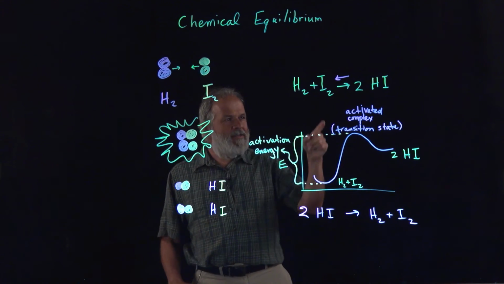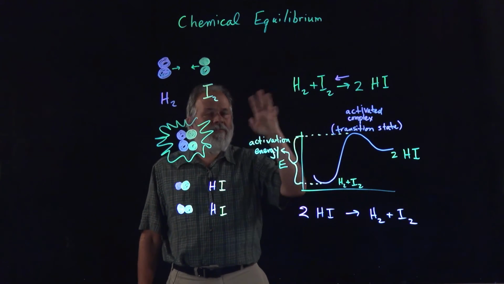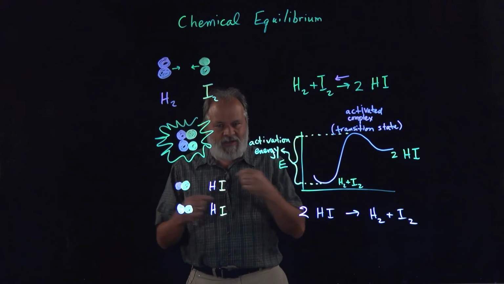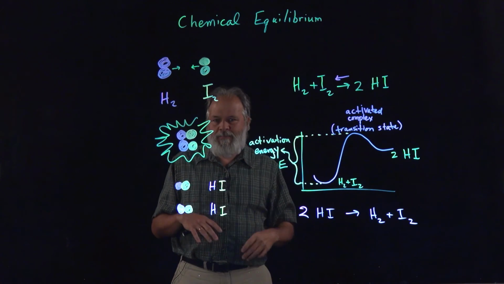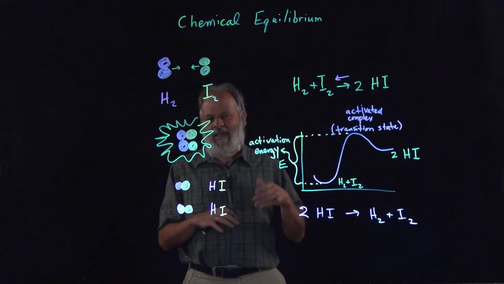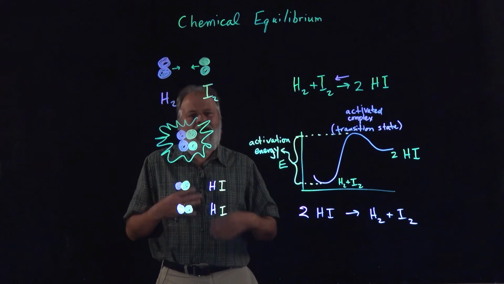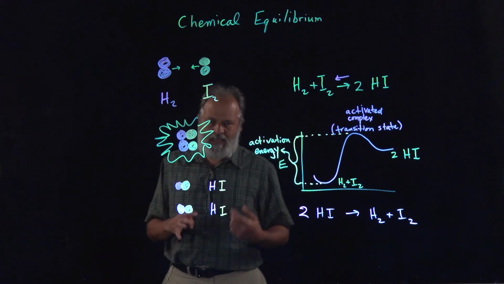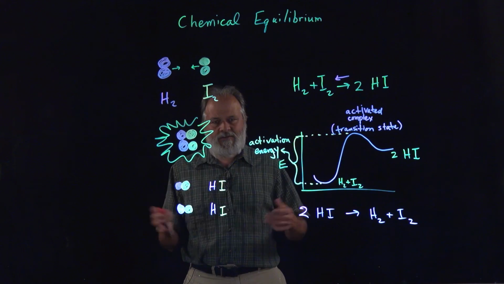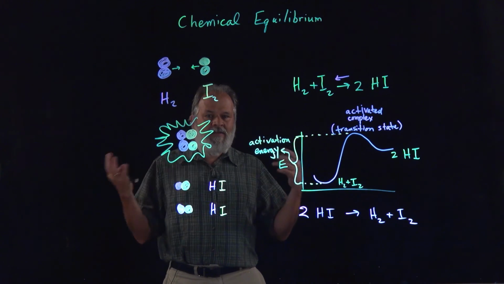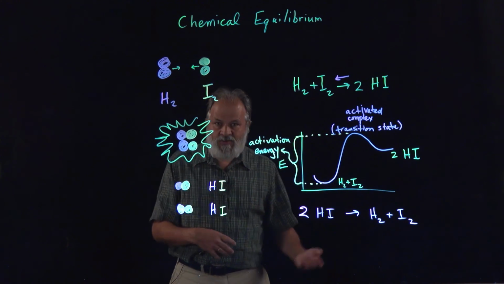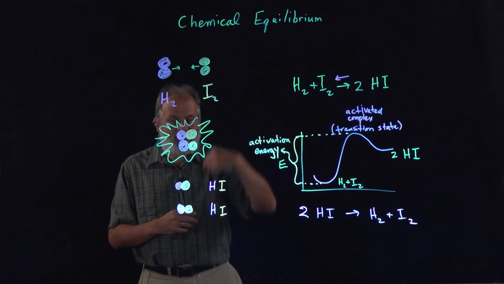But so in a chemical equilibrium, the reactions are constantly going. So that means H2 and I2 are constantly making HI. HIs are constantly reforming H2 and I2. Okay? It's just saying that there's no net change because the rate at which HI is being consumed is equal to the rate at which it's being made.